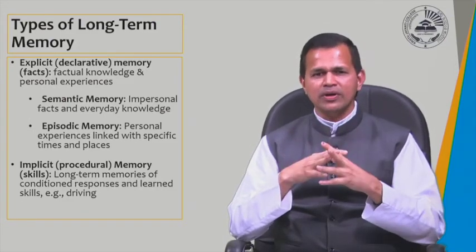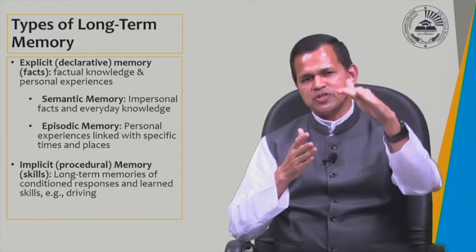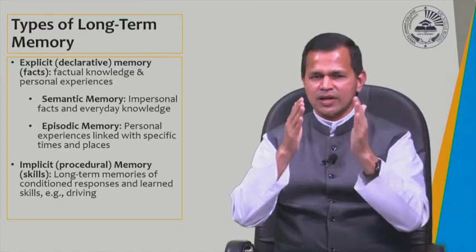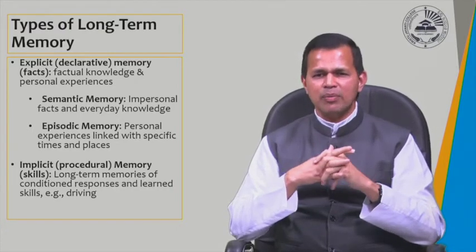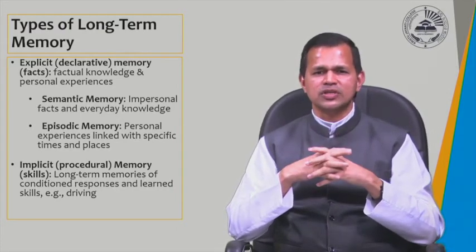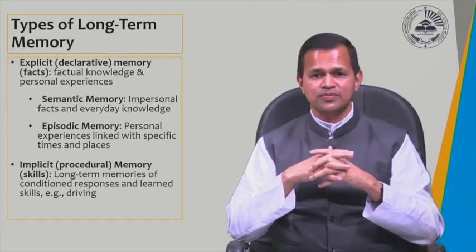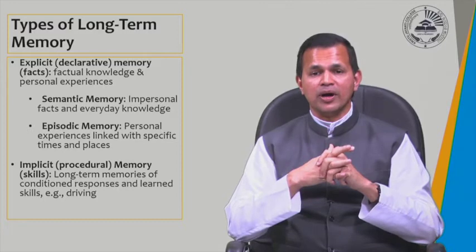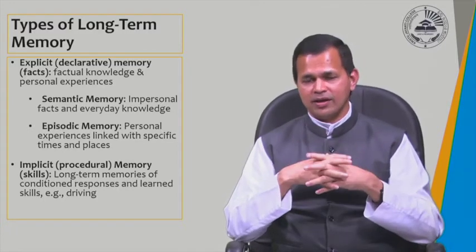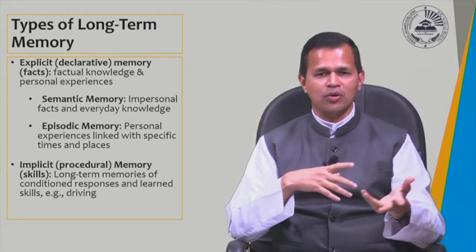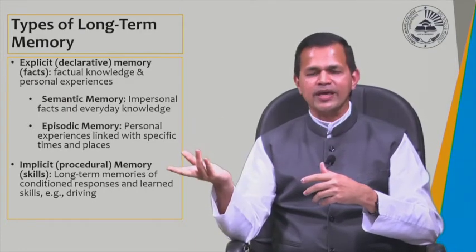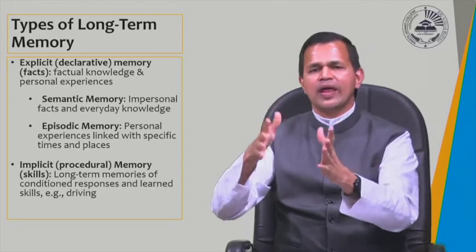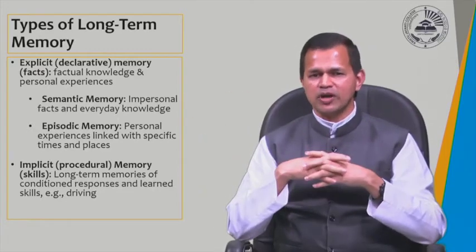And semantic memory, which is a part of explicit memory, covers impersonal facts and everyday knowledge. And episodic memory is a personal experience linked with specific times and places or experiences that you had. For example, if I'm talking about my last birthday party, or someone who got married, or my brother's wedding anniversary that I attended, or things like that. So any event, an episode that happened, is episodic memory.